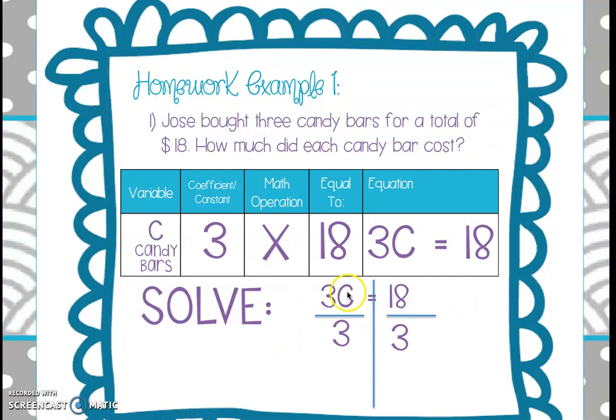So on this side, we have a times by 3 and a divide by 3. We know that they cancel, and we're left with just C equals. On the other side of the equation, we're going to do 18 divided by 3. 18 divided by 3 tells us that each candy bar costs $6. Now, on your own paper, you'll need to go back and check that solution and make sure that it makes your equation true. You're going to do these same exact steps for all of the questions on the homework.